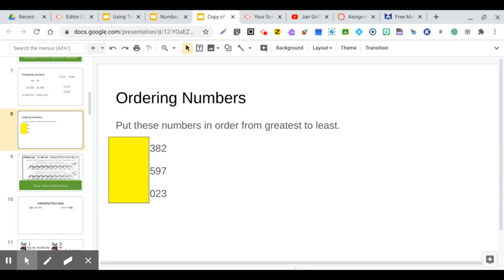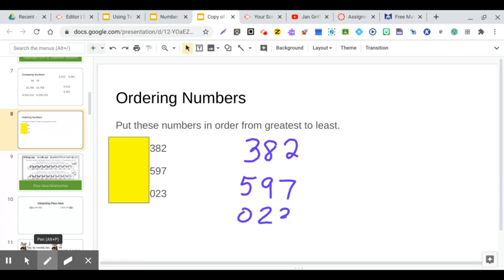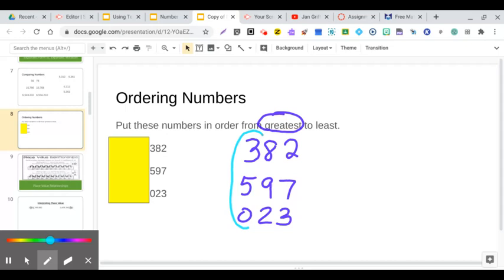So let's put these in order from greatest to least. I'm just going to pull them out here quickly so I can work on them. So I've got 382, 597, and 23. And I'm looking for the greatest. Just focused on that. You're looking for the biggest. So starting in the hundreds place, right here, which one of those is the biggest? Well, let's see. I've got a 3, a 5, and a 0. Who's the biggest?